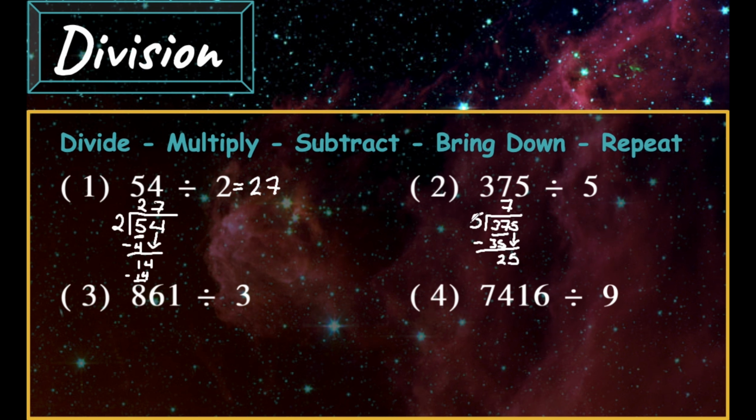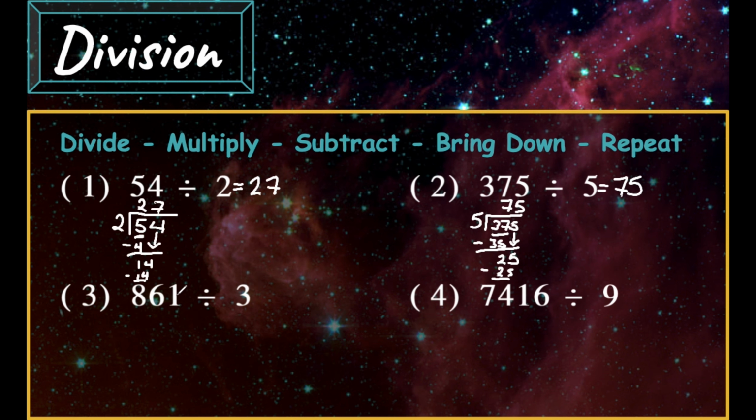How many times does 5 go into 25? 5 goes into 25 5 times. Next, we're going to multiply. 5 times 5 is 25. And when we subtract these two numbers, we're going to get 0. So we know that the answer is going to be 75. Whenever you end up getting 0 after you subtract, that's where the question ends.